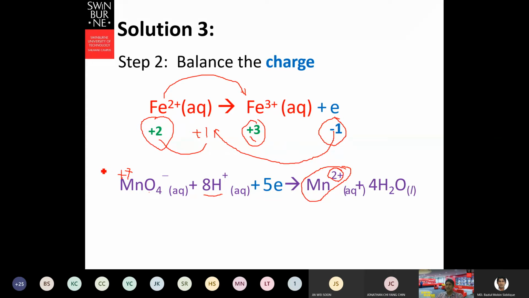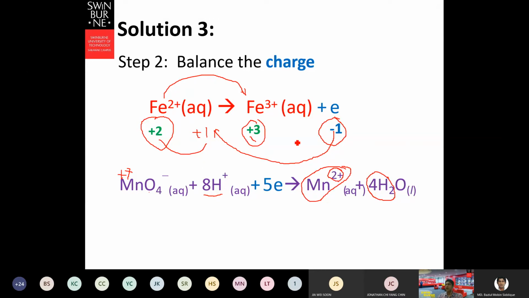Since there are 4 oxygen atoms here, we can only produce 4 water molecules on this side. And to produce 4 water, I have to add 8 hydrogen. So this 4 times 2 is equal to 8, and that is what is making this balance. I have 8 hydrogen here. I have 1 manganese here. I have 4 oxygen atoms here as well.